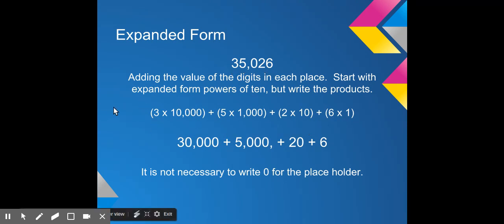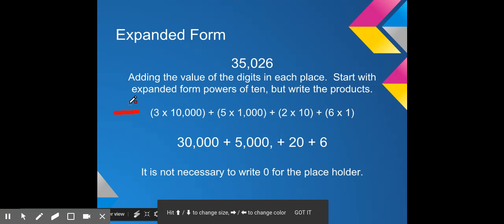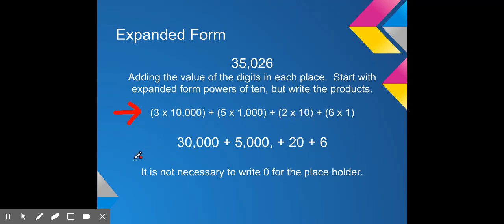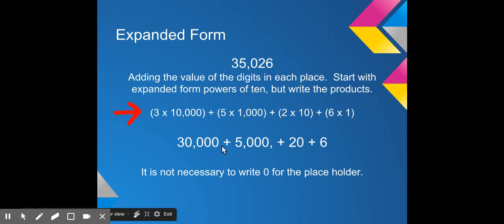The last method is expanded form, not using powers of 10. So that just means adding the value of the digits in each place. If you start with expanded form powers of 10, but you write the products, you will have expanded form. So on the last slide, we showed the number 35,026 in expanded form powers of 10, written like this. 3 times 10,000 plus 5 times 1,000 plus 2 times 10 plus 6 times 1. To write the number in expanded form, you actually multiply these expressions and get the answer, but you leave them as a sum of the individual numbers.